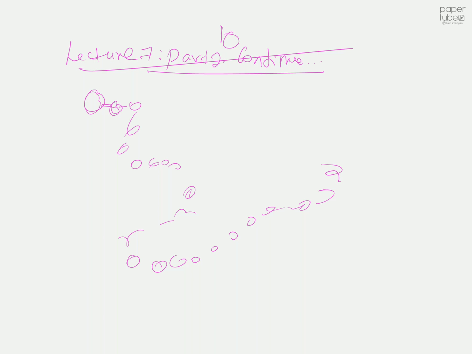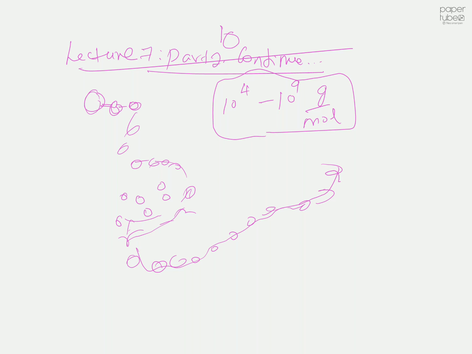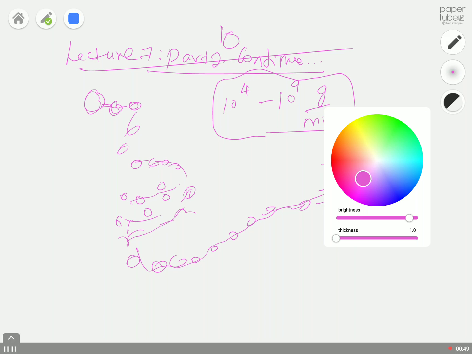Yes, I said enzymes are really large molecules. As I said, they range from 10 to the power of 4 to 10 to the power of 9 grams per mole, so they have a very high molecular weight. I cannot draw them here, but just imagine they are large molecules connected by bonds, and it contains something like this, you see.